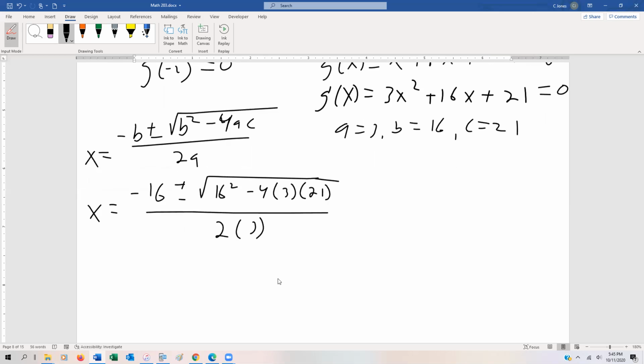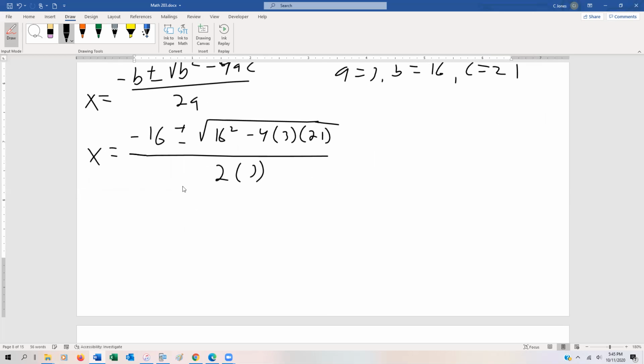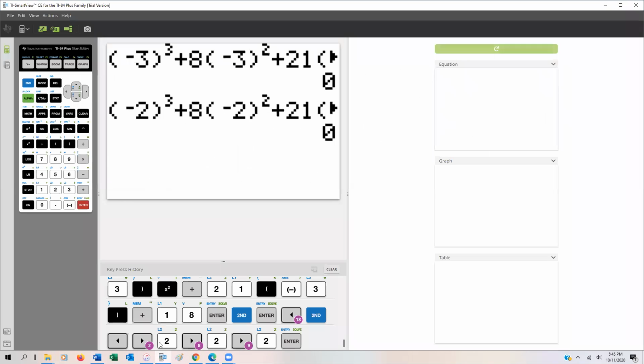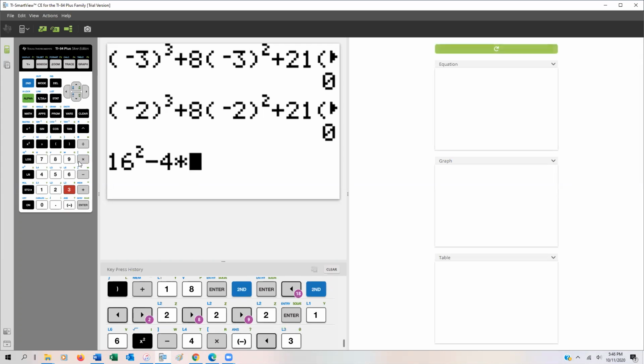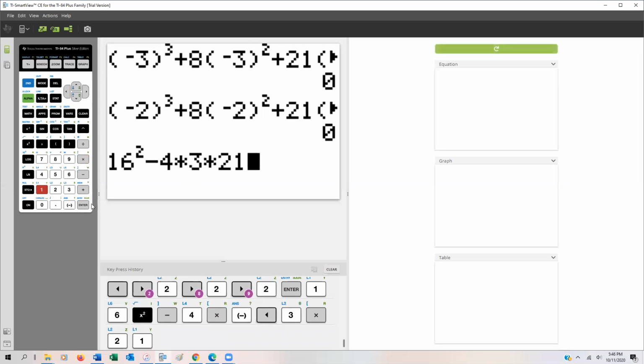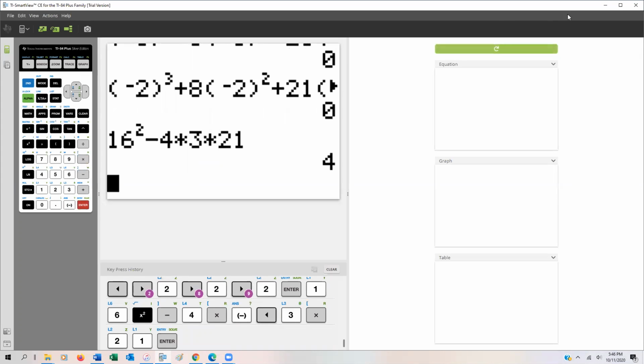Now we're probably going to go into our calculator and just compute this. So x is going to be -16 plus or minus the square root. We know the denominator is 6 because 2 times 3 is 6. So in our calculator, we're going to have 16 squared minus 4 times 3, not -3, but 3, times 21. All right, and that's going to be 4.